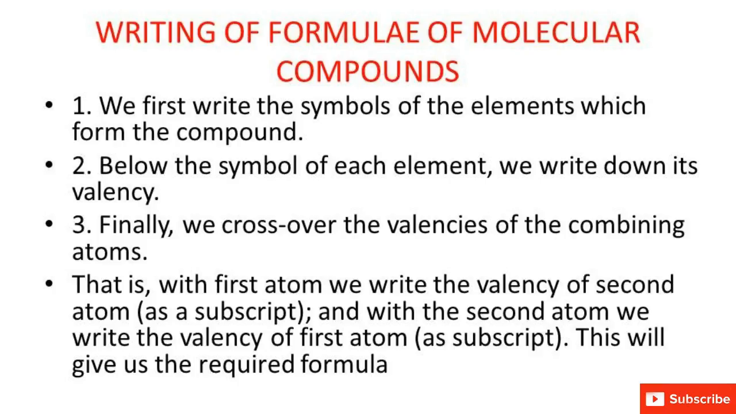This means that first we will write the symbol of first element and then we will write the symbol of second element. Below the symbol we will write the valency and then we will cross over the valencies to form the formula of molecular compound. Now let us look at some examples so that it will be clear to you.